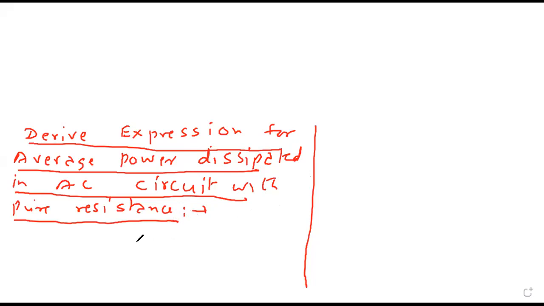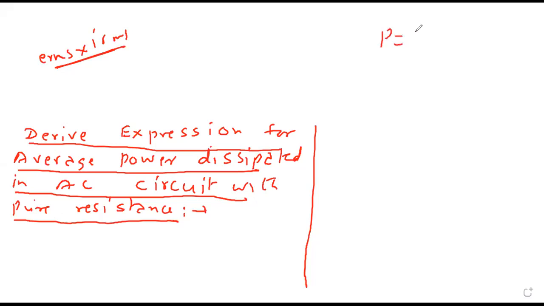Yes, sir. Kamya, you know what is formula for average power in AC circuit with pure resistance? Is it VRMS by R? E RMS into I RMS. This formula. We will check whether it is true or not.